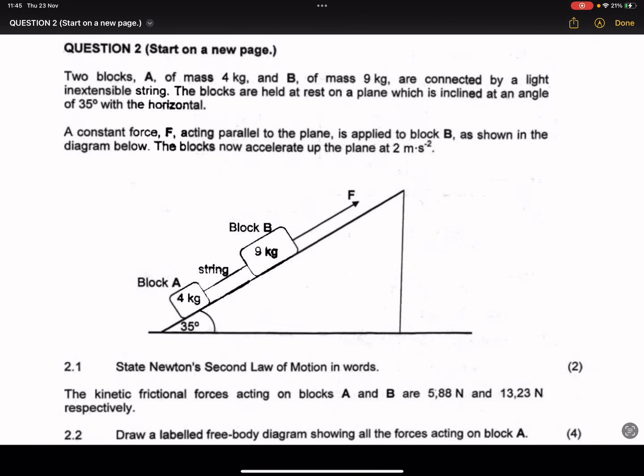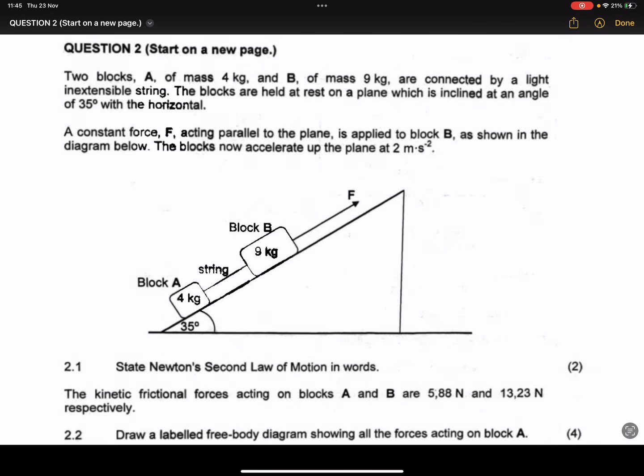All right. So they say state Newton's second law of motion in words. I think you guys should be able to do this by now. If a resultant force acts on a body, the body will accelerate in the direction of the resultant force, and that acceleration is directly proportional to the resultant force and inversely proportional to the mass of the object. Otherwise, you can use the other definition that says the resultant force acting on an object is equal to the rate of change of momentum of the body.